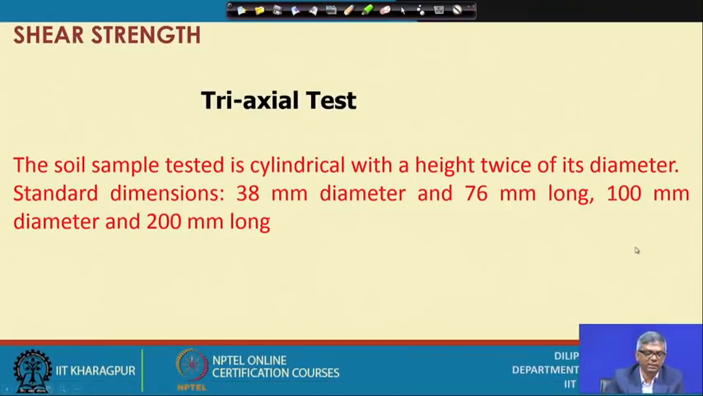And now the triaxial test. The triaxial test is done on a cylindrical soil sample with a height twice its diameter.